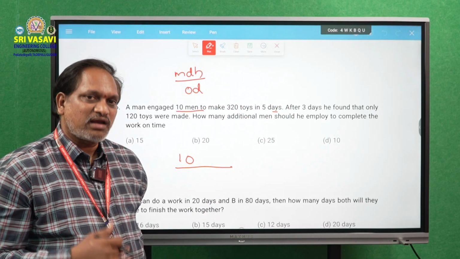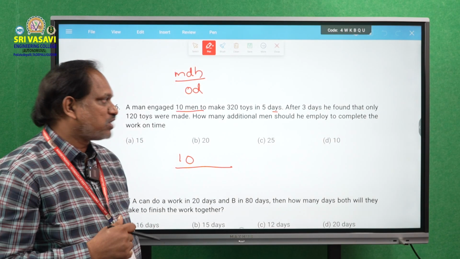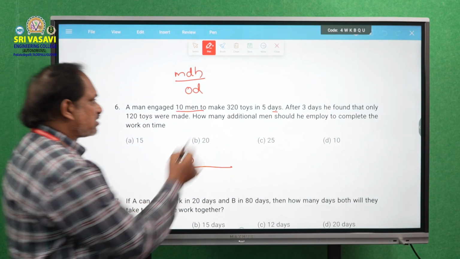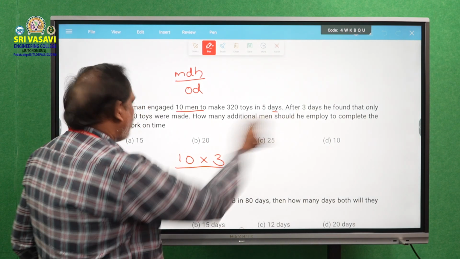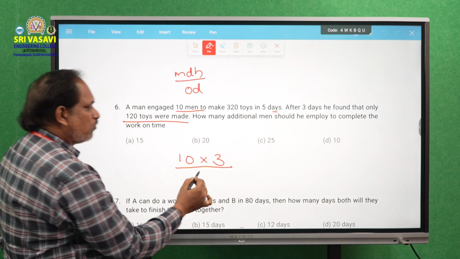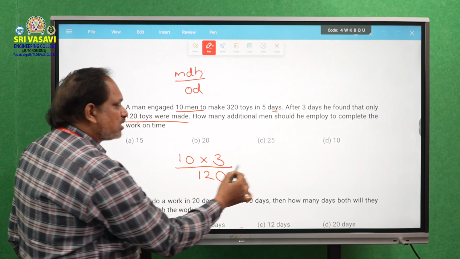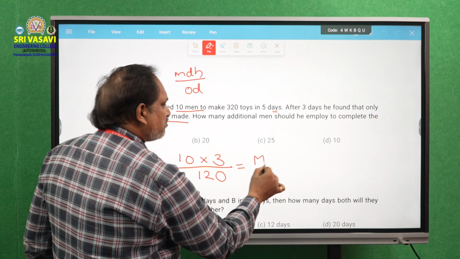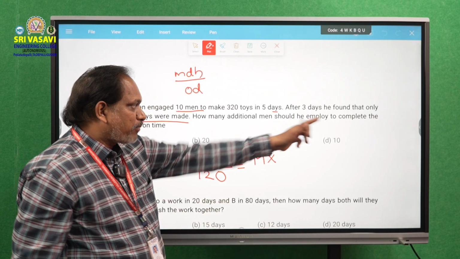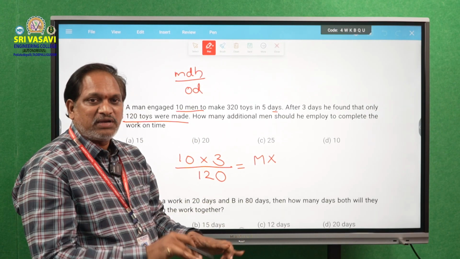So we need to add some more men, or more working days, or fewer toys. So in the middle of the analysis, if we observed what happened, see that 10 men working, how many days? 3 days. How many toys are made? 120 toys. 10 men, 3 days, 120 toys are made. Next, how many additional men should be employed to complete the work on time? So the work should be completed on time.